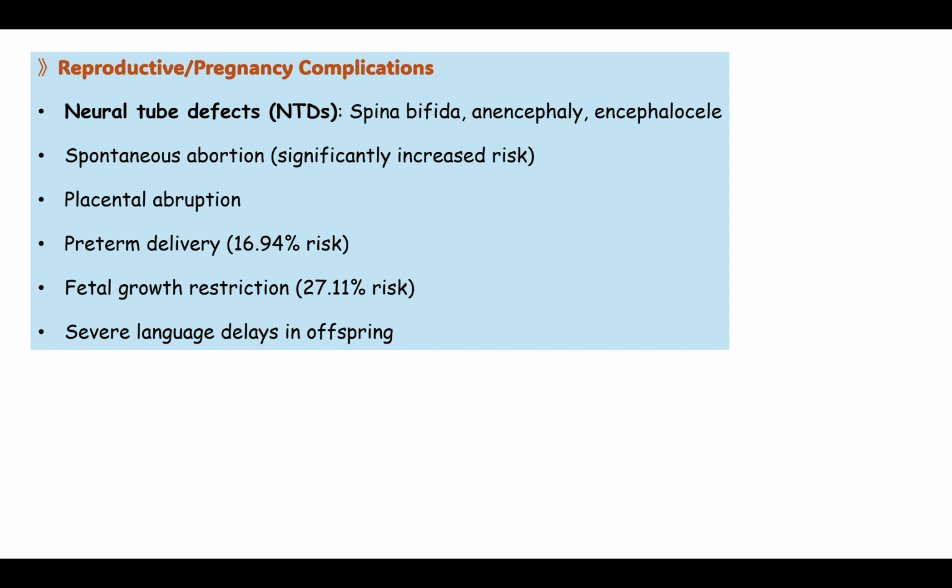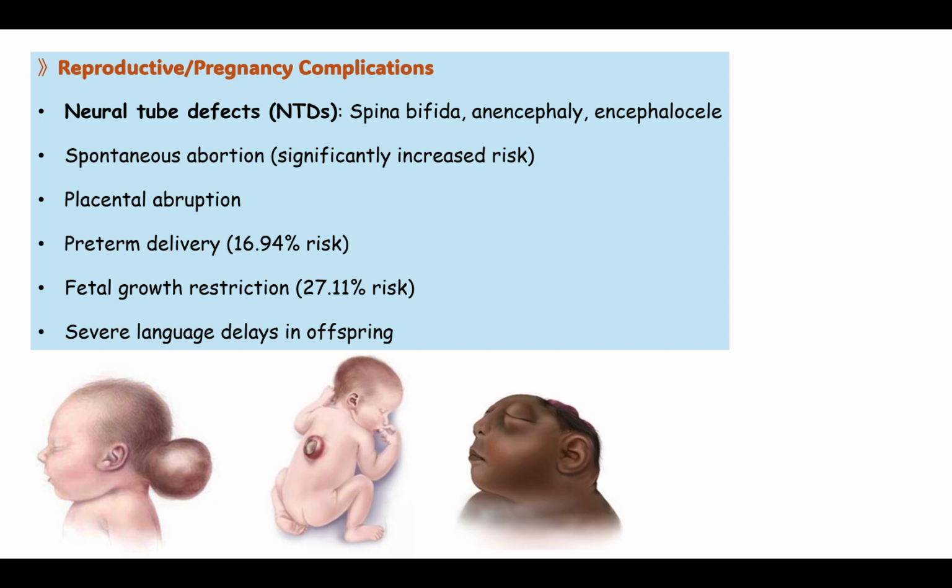In reproductive medicine and OBGYN, folate deficiency is especially significant because it is associated with serious pregnancy complications. Most notably, it increases the risk of neural tube defects including spina bifida, anencephaly, and encephalocele. It is also associated with a significantly increased risk of spontaneous abortion as well as placental abruption. The slide also lists preterm delivery with a risk of 16.94% and fetal growth restriction with a risk of 27.11%. Additionally, severe language delays in offspring are noted. For clinicians, this slide reinforces why preconception folate supplementation is one of the most important preventive interventions in maternal fetal care.